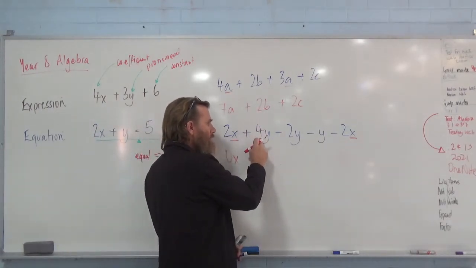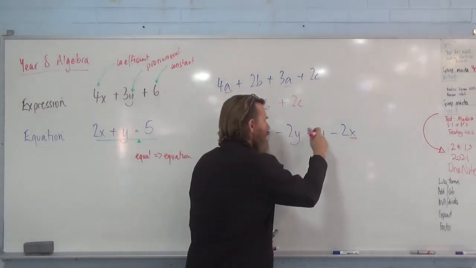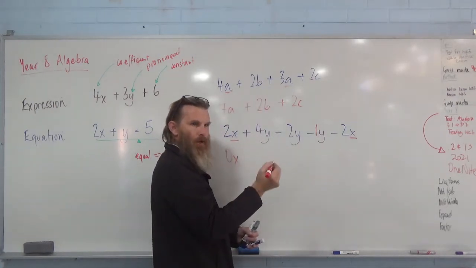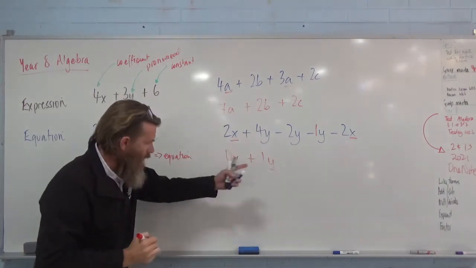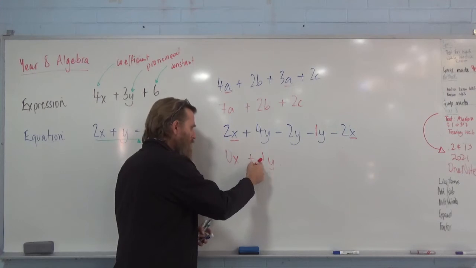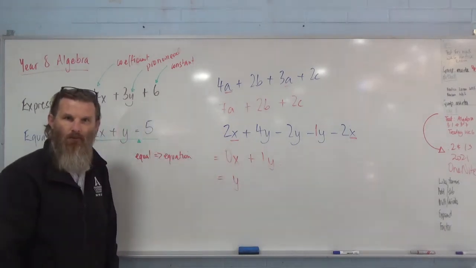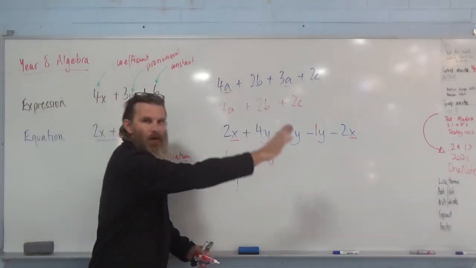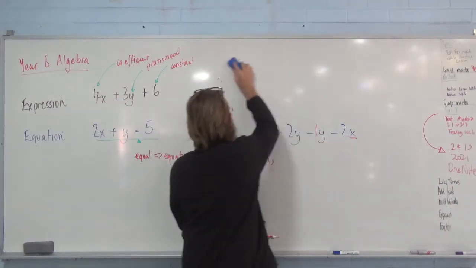4y minus 2y, well that's down to 2y, minus another 1y will just bring me down to 1y. Or this whole thing here, we don't need to write this, and we don't need to write the 1. This really is just y. That's what it simplifies down to. Adding and subtracting like terms. Lots of examples in the book for you to do as well. On to the next one. Here we go.